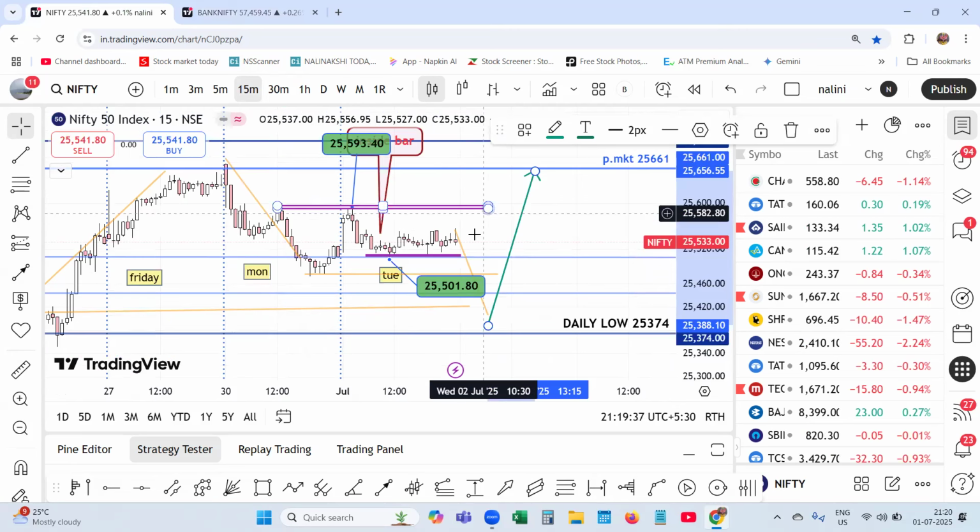For the Nifty, I have shown you 25,593 and 25,501, which form the crucial range levels for tomorrow's trade.